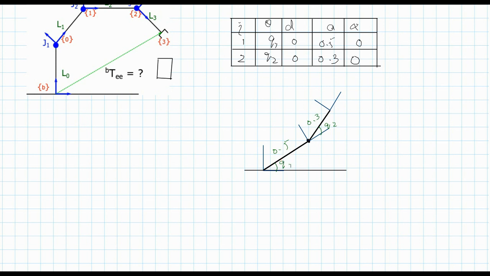The z-axis, we haven't marked the axis here. Let's mark the axis. This is x0, y0. This is x1, y1, and this is x2, y2. Okay, the z-axis is coming out of the board. So this is the first degree of freedom, and this Q2 gives us the second degree of freedom.